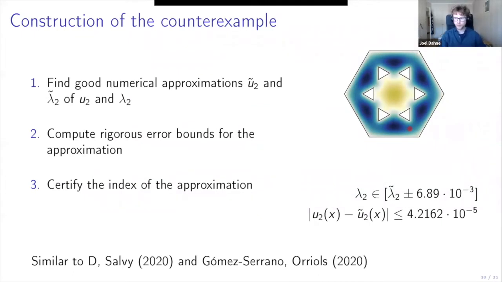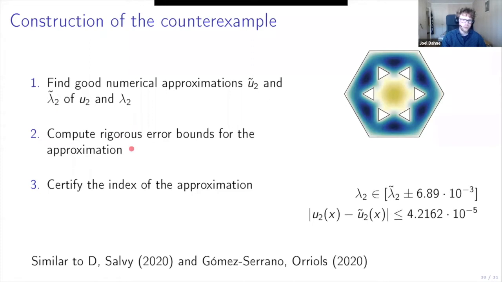So when we have this domain, we want to construct this counterexample, and it's done in 3 steps. The first step is that we need to find a good numerical approximation, which we will call u2 tilde of the eigenfunction and lambda2 tilde of the eigenvalue. This we need to find in some way, but it can be non-rigorous. We need a good numerical approximation. It will look like this.